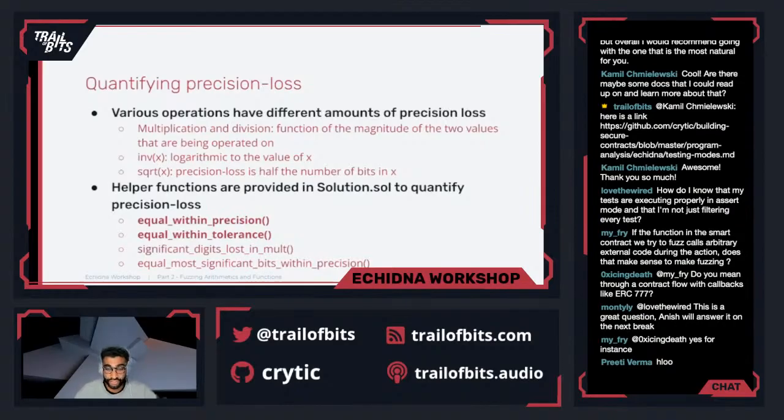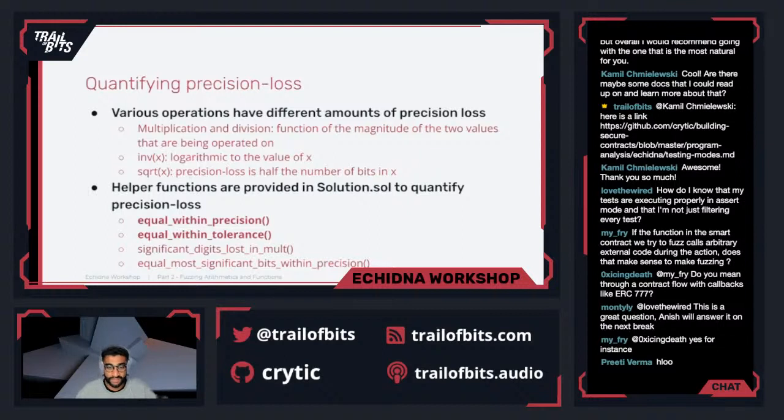So multiplication and division both can be functionally proven to have precision loss as a function of the magnitude of the two values that are being operated on. The inverse operation, the precision loss is logarithmic to the value of x. And the square root function, the precision loss is half the number of bits in x.